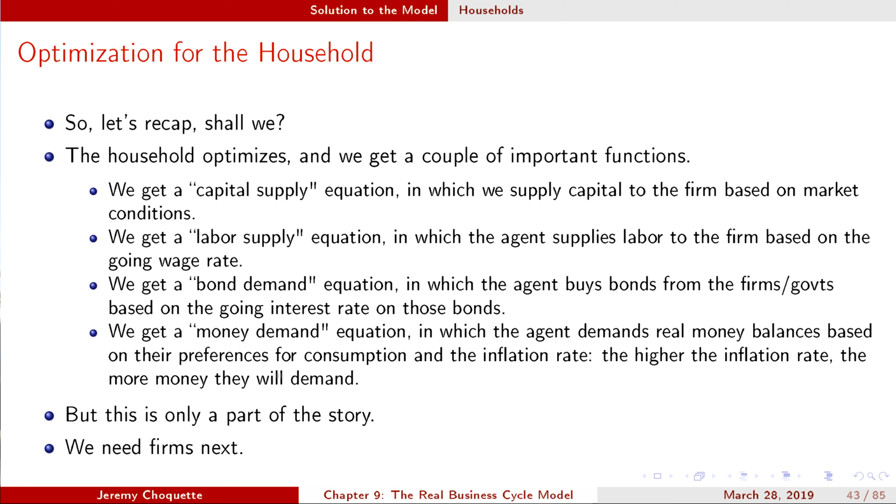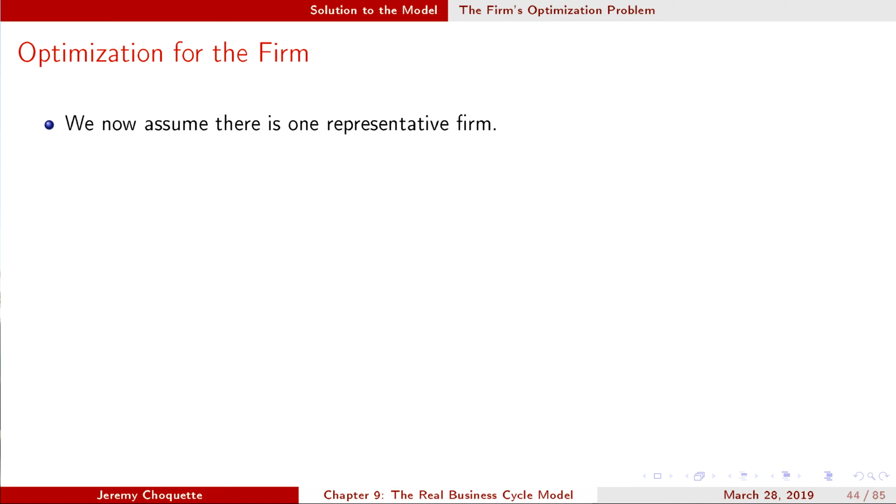So far, all we've done is optimize for the household, but there's no production in there, right? There is no production function in the household's constraint while they were optimizing. Why? Well, because it's decentralized. So the decisions that the firm makes aren't internalized in the household's optimization problem. They're actually done outside of the household's optimization problem in the decentralized system. So let's talk about the firm.